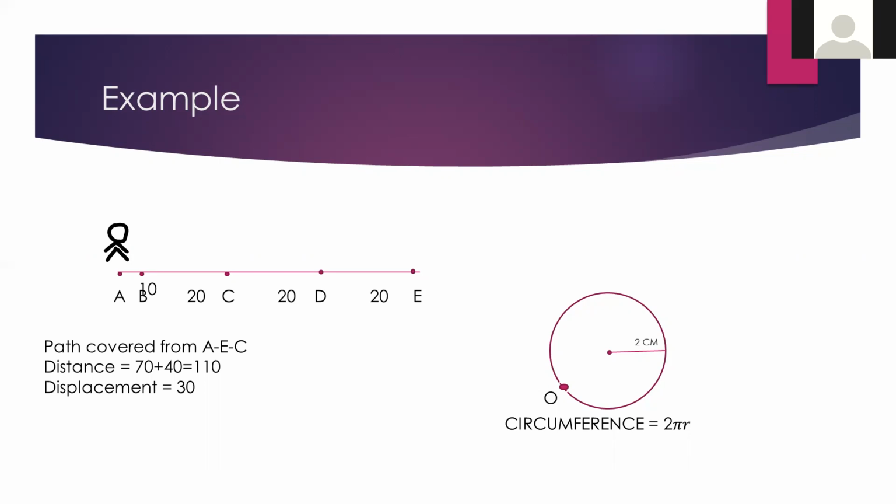Now let's go to the circle. If a man started his journey from point O, goes through the entire circle and then again reaches the point O, what does it mean? It means the initial point and final point are both the same point, that is O. So the displacement will be 0 and the distance will be the total path length, that is the circumference of the circle, 2 pi r.